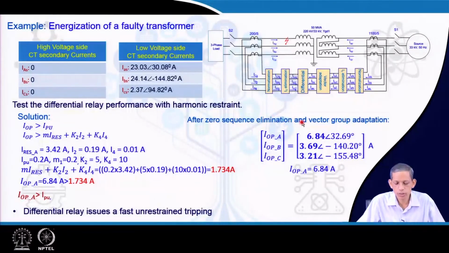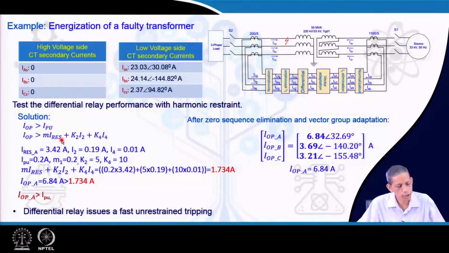After the zero sequence elimination, we got the corresponding differential currents in phase A, phase B, phase C to be this set of currents: 6.84, 3.69 and 3.21. Consider for phase A the 6.84 magnitude of current. We see IPU is 0.2 only. So, it means that I operating is greater than IPU, we know. Now, this I operating, with the approach of adding the restraint features, K 2 I 2 plus K 4 I 4.